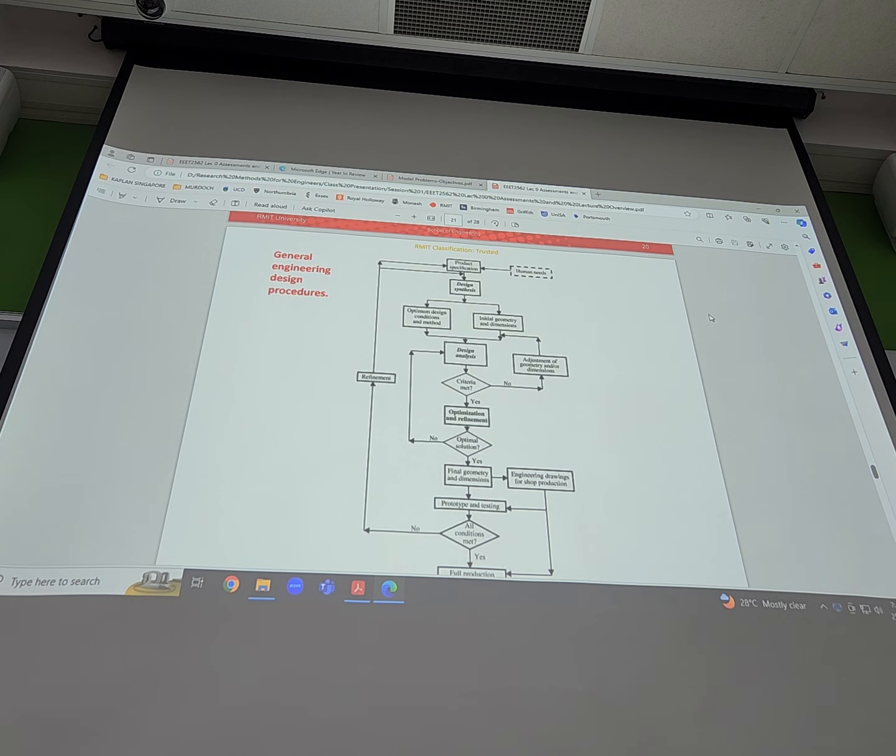So we can say, okay, the maximum weight can be reduced only to 100 grams, not less than that. So that is a technical requirement. So it's a technical constraint. So we can transfer all those customer requirements into product related requirements, and you can do a design synthesis.